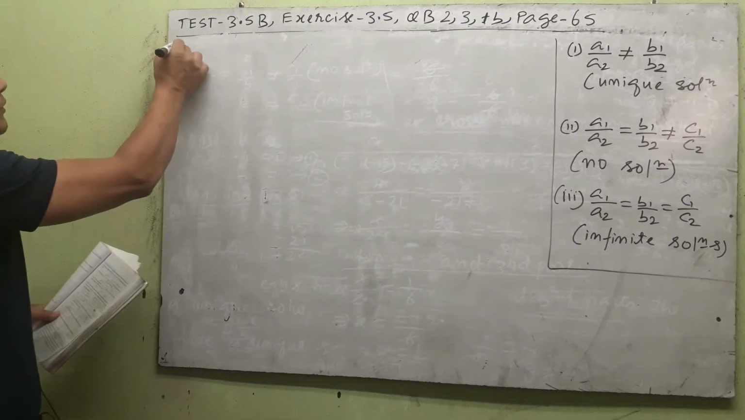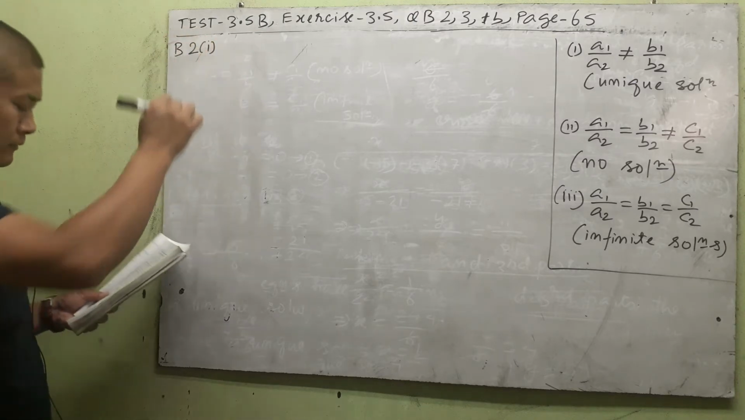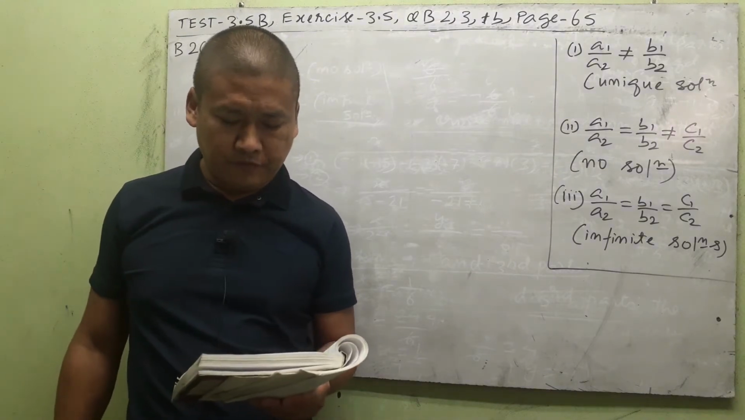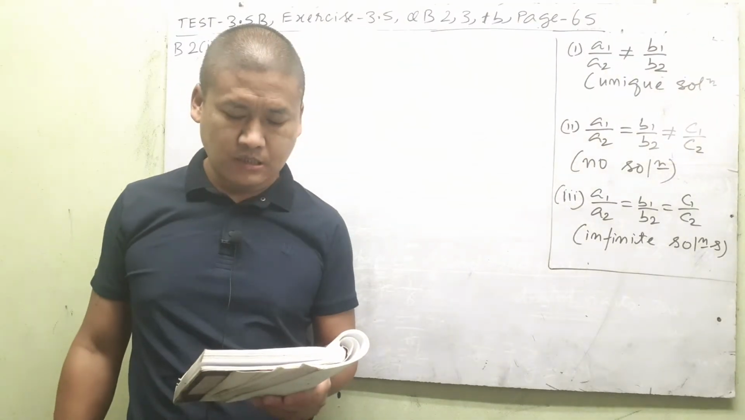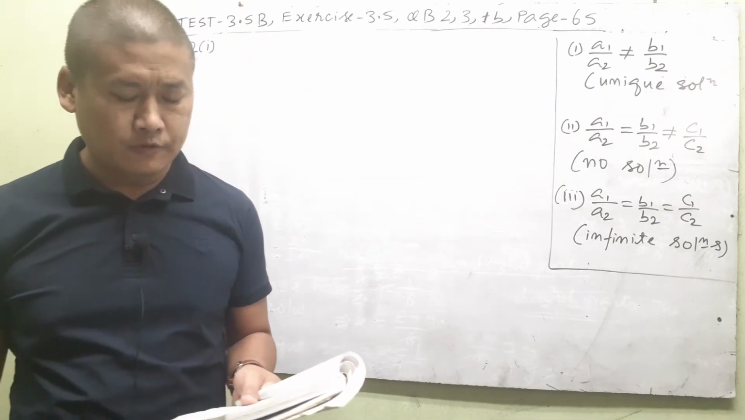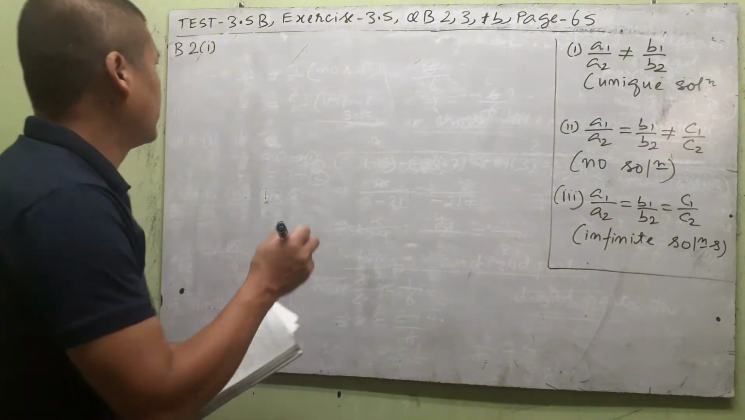Okay, so B2, subheading 1, let us do that first. Page 65 of your textbook. For which values of a and b does the following pair of linear equations have an infinite number of solutions? So we're going to have to use this one, the infinite condition.